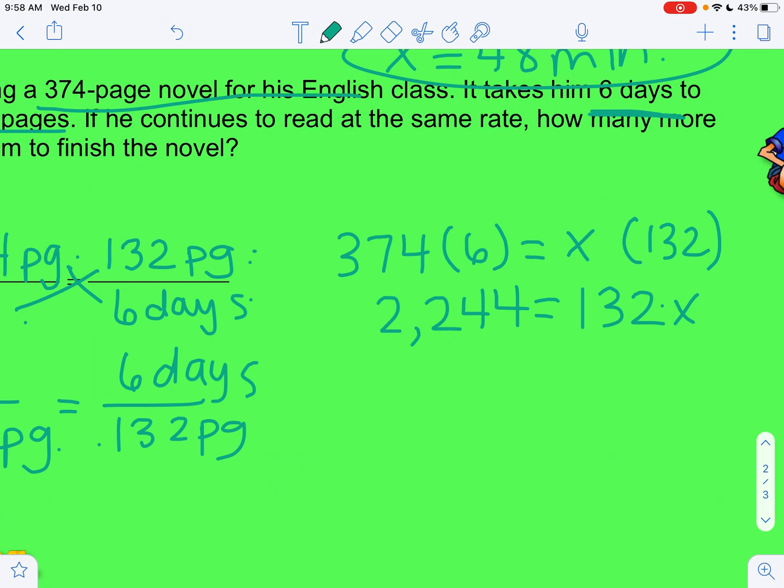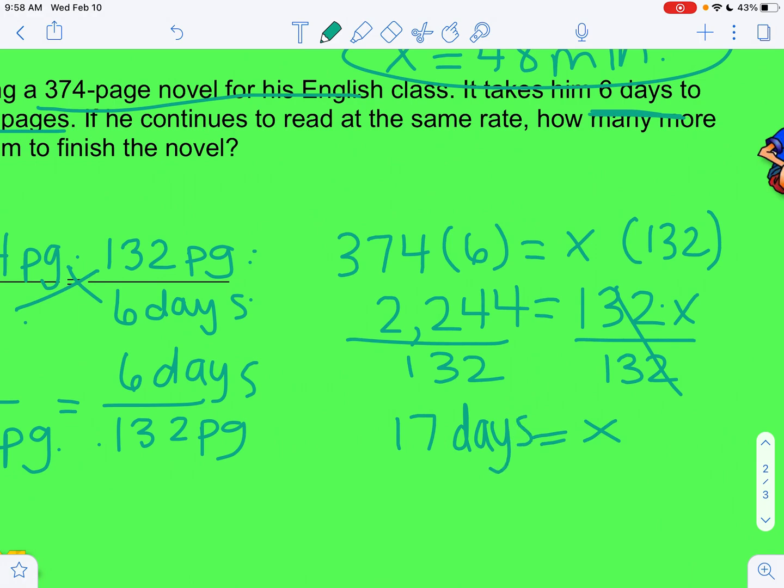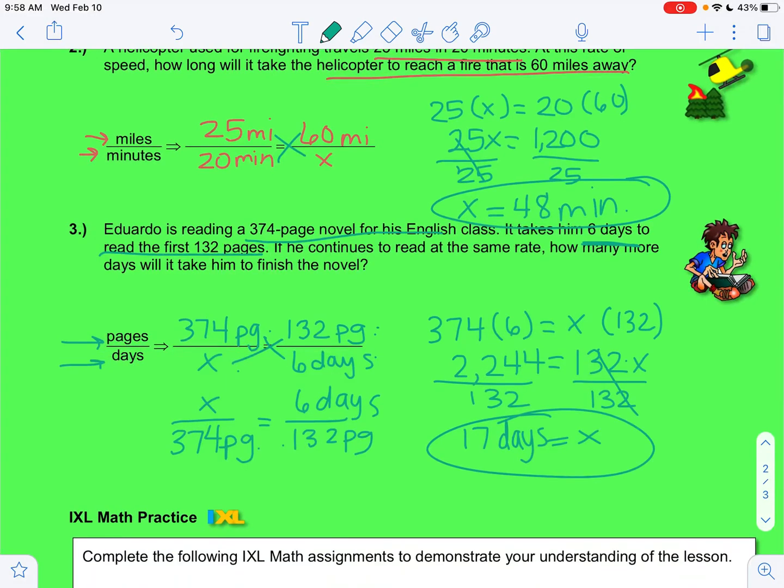Alright, and then right now it is multiplying by x. We need to divide 132 from both sides. So we get x on the left-hand side. And then 2,244 divided by 132 is 17. 17 what? 17 days. And that is our answer.